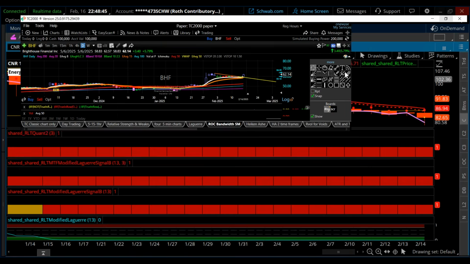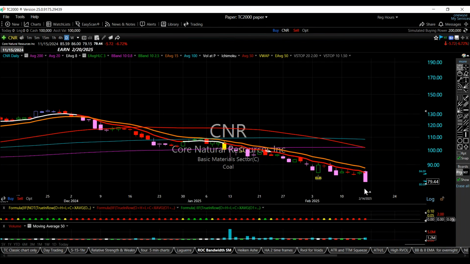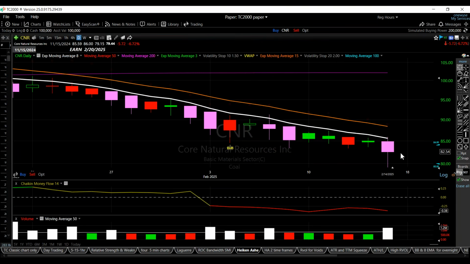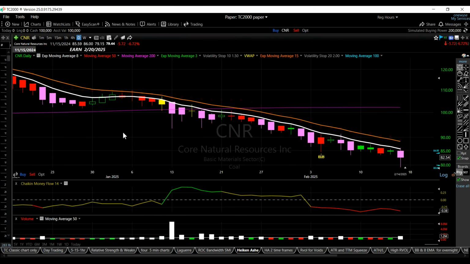And if we look at that on TC2000, there it is. Now it has earnings on 2/20, so you have to be aware of that. That's a pretty ugly candle right there on the CNR. And let's take a look from a Fibonacci standpoint. We didn't actually get a Fibonacci reversal. It's pretty close, but we didn't really get one. We got one here, but I would be looking for this to create a Fibonacci reversal on Tuesday when the market opens. That's what it looks like to me.